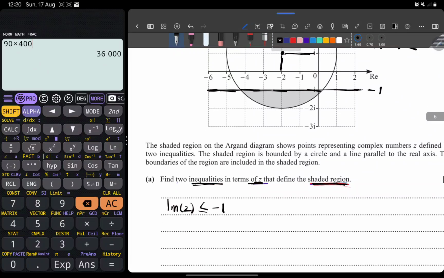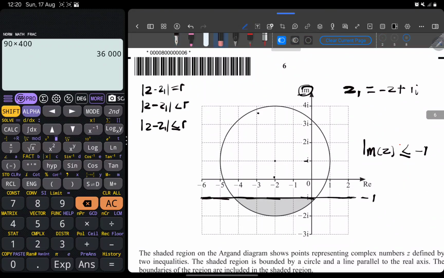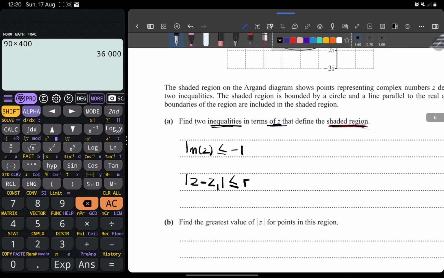For the second one, we have modulus of Z minus Z1 should be less than or equal to R. Now, what is my R? Let's find it. We want the points inside the circle, so let's find our R. Our R is from here to here, which is 1, 2, 3. Our R is 3. So the modulus of Z minus Z1 should be less than or equal to 3.